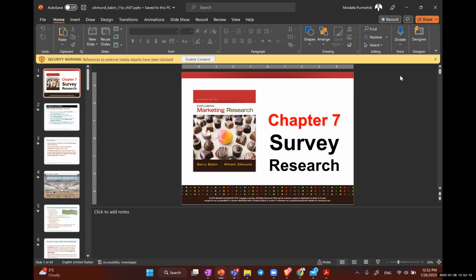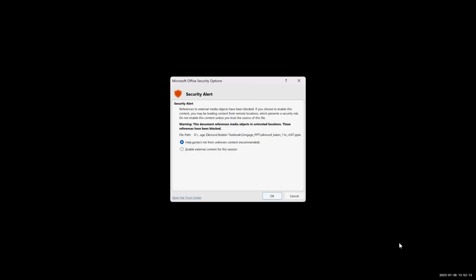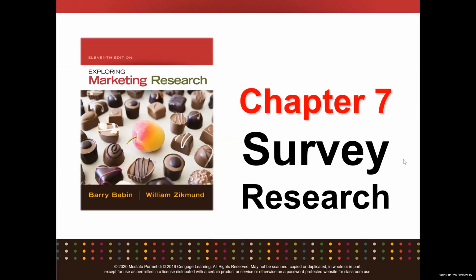So this is chapter 7, survey research. The reason why we are discussing this is for you to understand what's the end goal of your focus group. You guys are going to do the focus group starting as of this week. And it's important that you understand whatever you find in focus group, you're going to use to build your survey research. So let's look at survey research right now and see what we need out of our focus group.